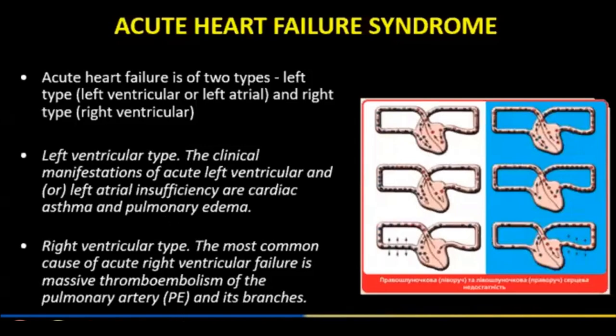Acute heart failure syndrome. Acute heart failure is of two types, left type, left ventricular and or left atrial, and right type, right ventricular. Left ventricular type: the clinical manifestations of acute left ventricular and or left atrial insufficiency are cardiac asthma and pulmonary edema. Right ventricular type: the most common cause of acute right ventricular failure is massive thromboembolism of the pulmonary artery and its branches.